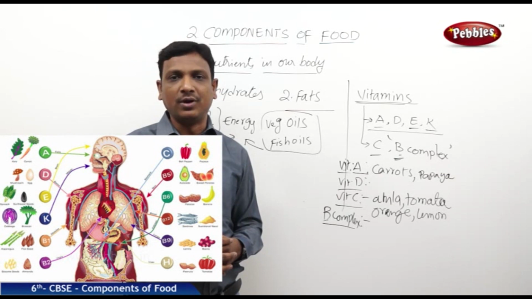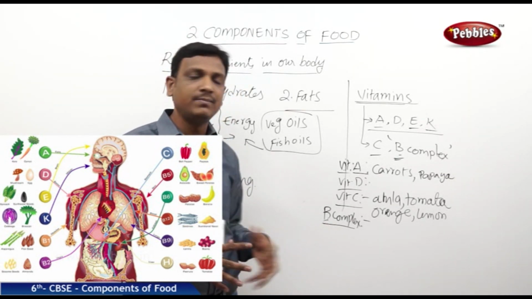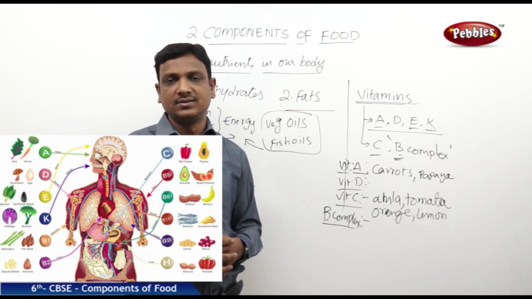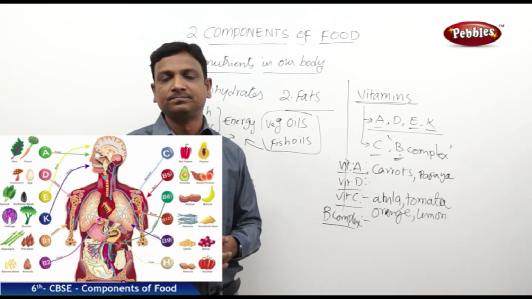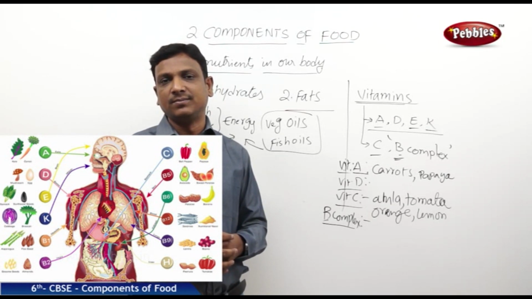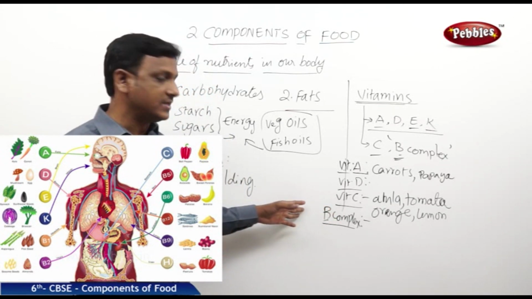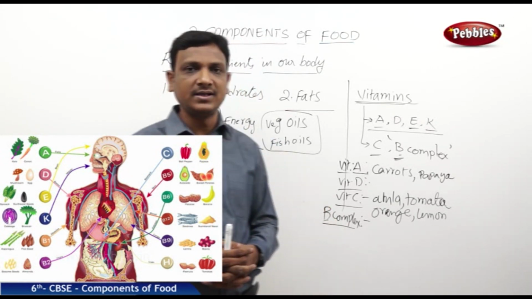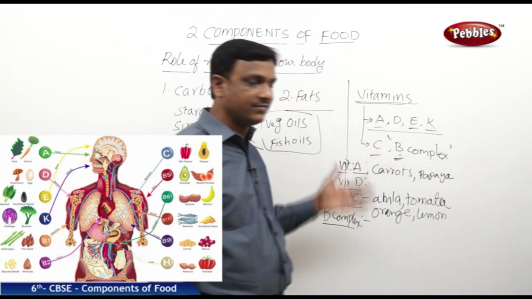So unpolished rice, cereals, and pulses are to be eaten to get vitamin B. Sprouts are a very good source of vitamin B. Liver, animal liver, mutton, goat liver. These are good sources of vitamin B complex. So these are the vitamins: B complex, C, A, D, E, K.